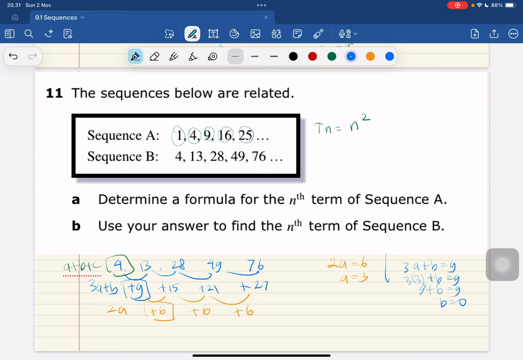Next, for the c, a plus b plus c equal to 4. So a is 3, b is 0, c we don't know yet. So c equal to 1. So we will use it to an squared plus bn plus c. So a is 3, so 3n squared plus bn is 0 and then plus 1. Okay, there it is. Thank you.